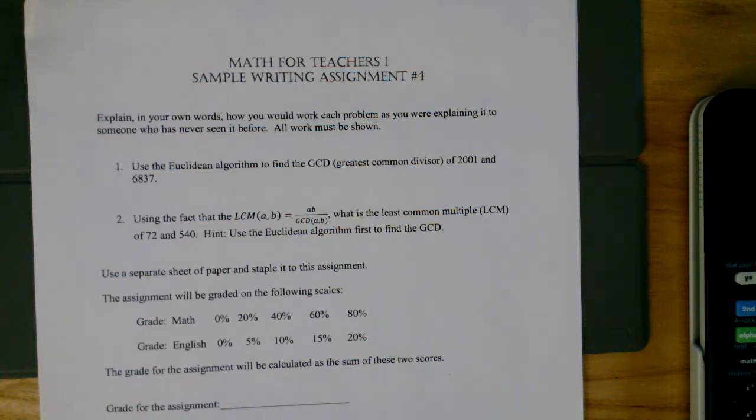And here you're going to explain in your own words how you would work each problem as you were explaining it to someone who has never seen it before. And keep in mind, all the work has to be shown in order to get full credit for it. So here, I'm just going to do the work there for problem number 1 and number 2. Problem number 1, you're going to use the Euclidean algorithm to find the GCD, or the greatest common divisor, of 2001 and 6,837.